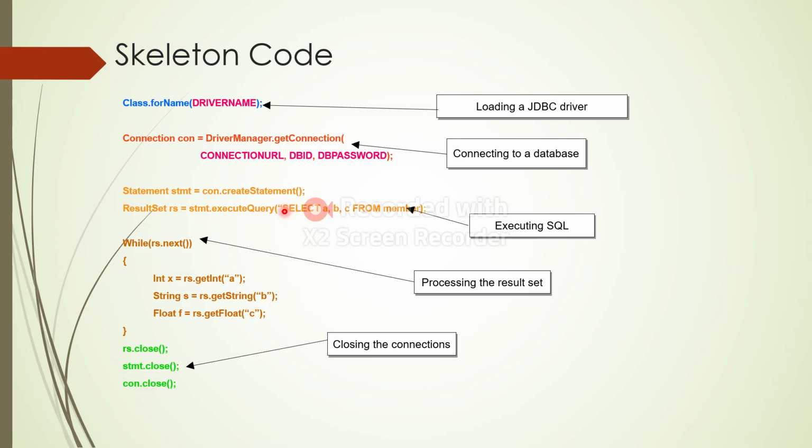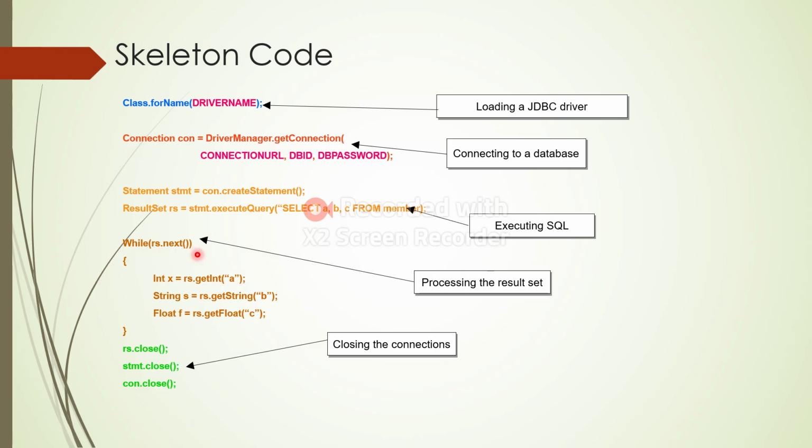Here if you use insert, obviously you are going to change this method. This method will be changed to execute update. Another method is there, execute update. And the return type obviously is going to change, it will be integer. Got the point? Then though it is a result set, you have to process that result set.